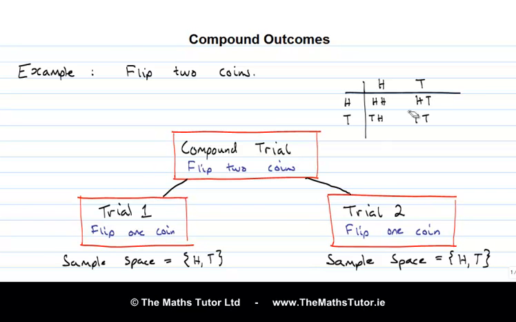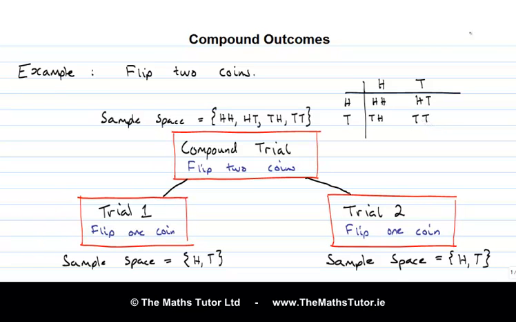So here's the two-way table. Along the top we have the sample space from the first trial, and along the left column we have the sample space from the second trial. And then we fill in the entries of the two-way table, and these entries give us the outcomes of the compound trial. So the sample space of the compound trial consists of the four entries here in this table.